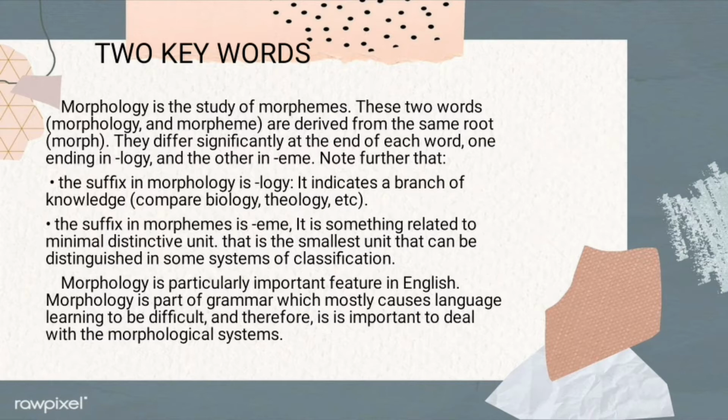Morphology is a particularly important feature in English. Morphology is part of grammar which mostly causes language learning to be difficult, and therefore it is important to deal with the morphological system.